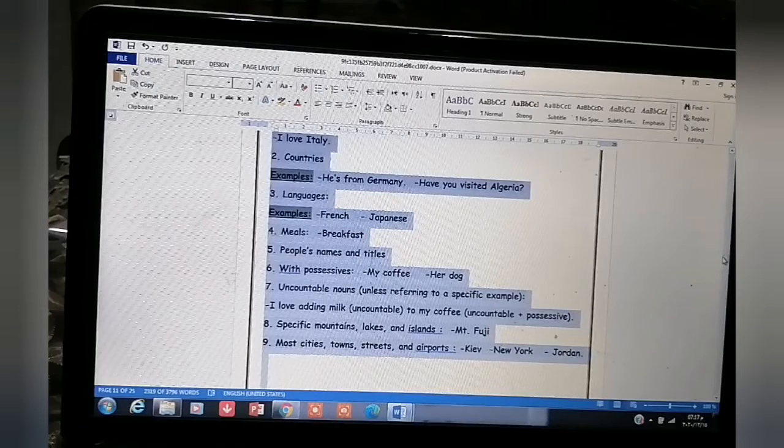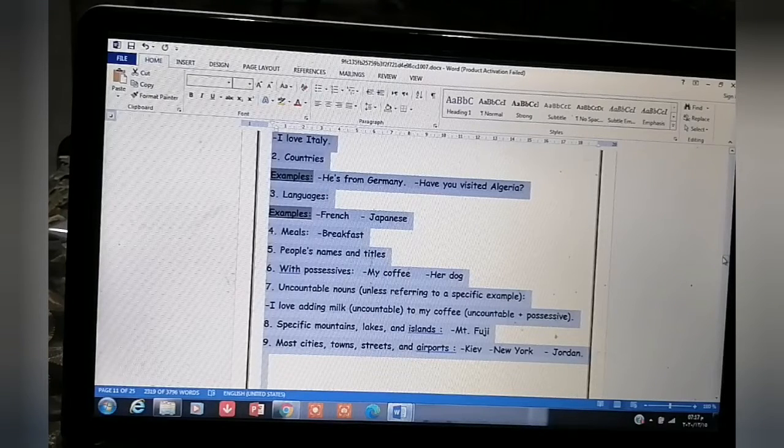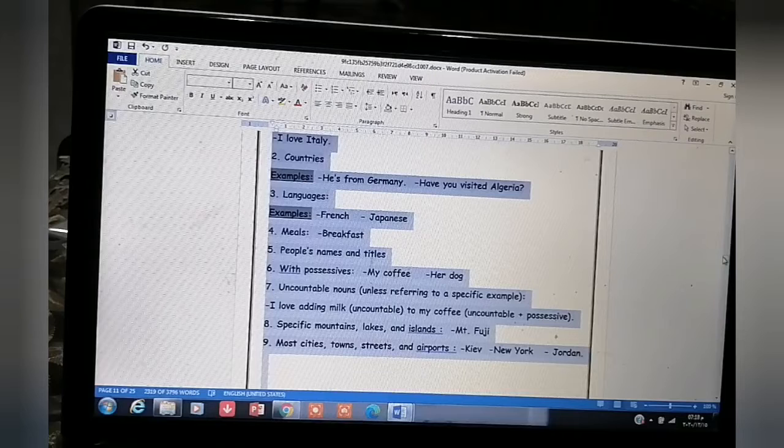Number 4, meals like breakfast. Number 5, people's names and titles. Number 6, with possessives, my coffee, her dog. Number 7, uncountable nouns, unless referring to a specific example. Okay? I love adding milk, uncountable, to my coffee. Uncountable too, okay? Number plus possessive, of course, which is my coffee. Number 8, specific mountains, lakes, and islands, like Mount Fuji. Number 9, most cities, towns, streets, and airports, Kiev, New York, Jordan. Okay, let's move to the next.